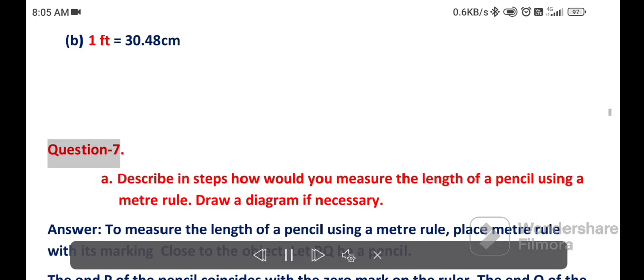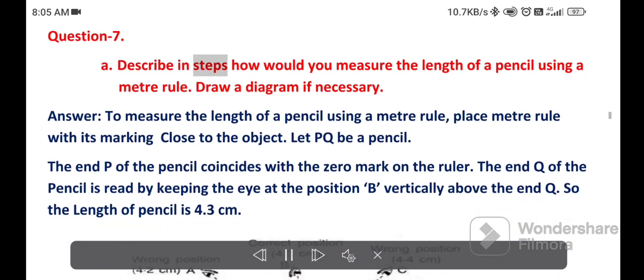Question 7. Describe in steps how would you measure the length of a pencil using a meter rule. Draw a diagram if necessary.